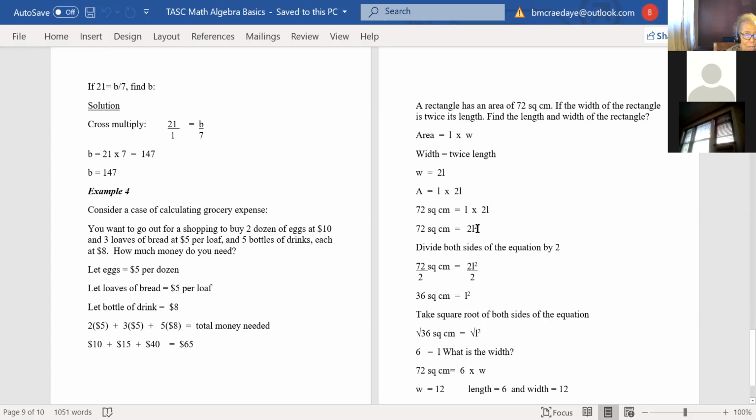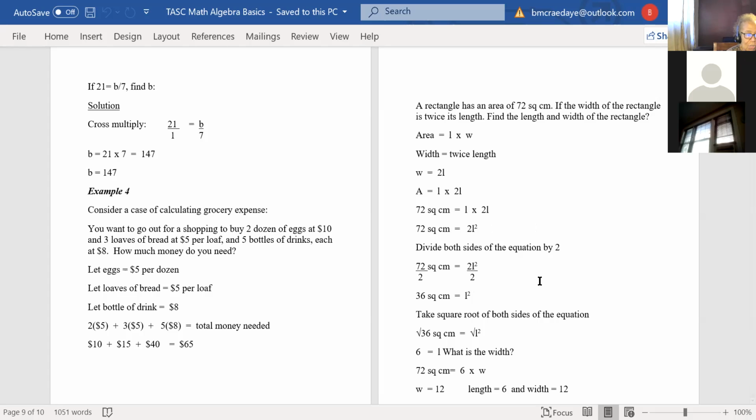Now, we're looking for L, right? And that's a multiplication. The opposite of multiplication is division. So we divide both sides by 2. That gives us L squared on the right side. 72 divided by 2 is 36. That's it.